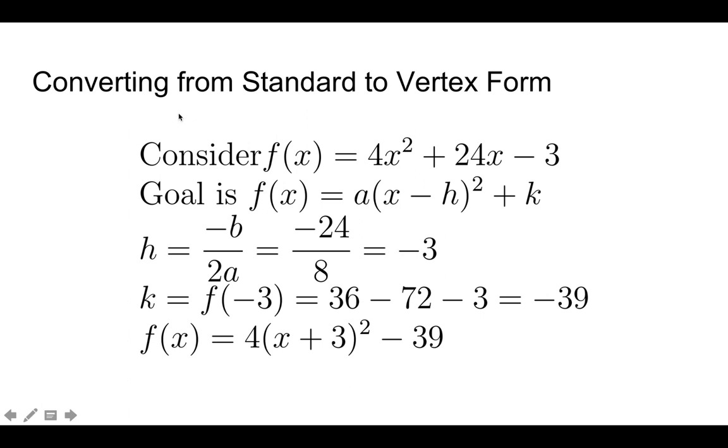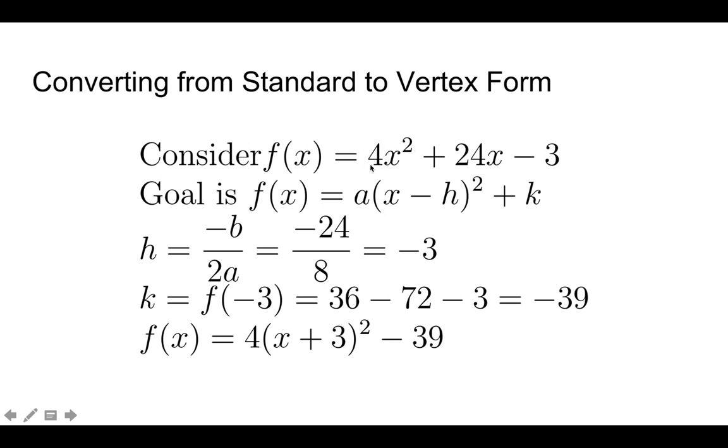Okay, so let's say we've got some function that's in standard form, ax squared plus bx plus c, and we want to convert it over to vertex form. We want to write it in this form, a x minus h squared plus k. Well, we need to identify a, h, and k. Okay, well, a is easy. A is the same thing that's sitting in front of the x squared, so a is just 4.